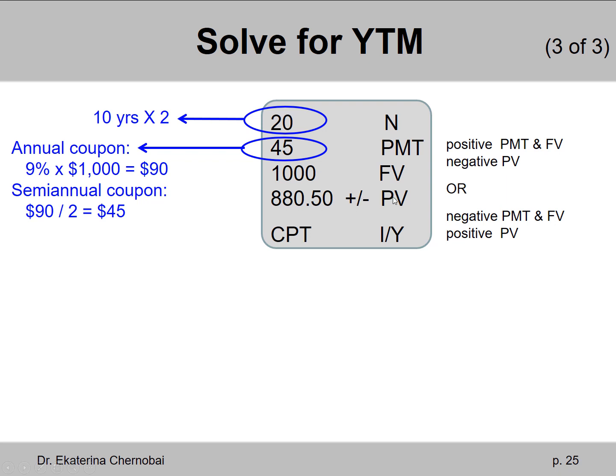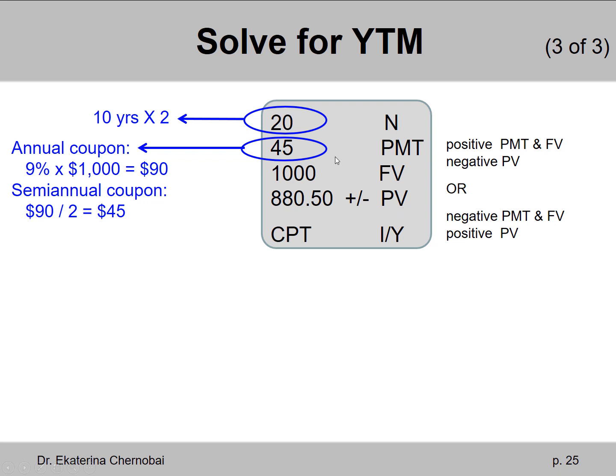And this time we are given the present value, which is $880.50. And we are gonna have to compute the IY, the yield to maturity, in this problem. Notice one important thing. We are given 3 amounts, the PMT, the FV, and the PV. What do you do with the signs? Everything that's today is one sign, everything that's in the future is with the opposite sign.